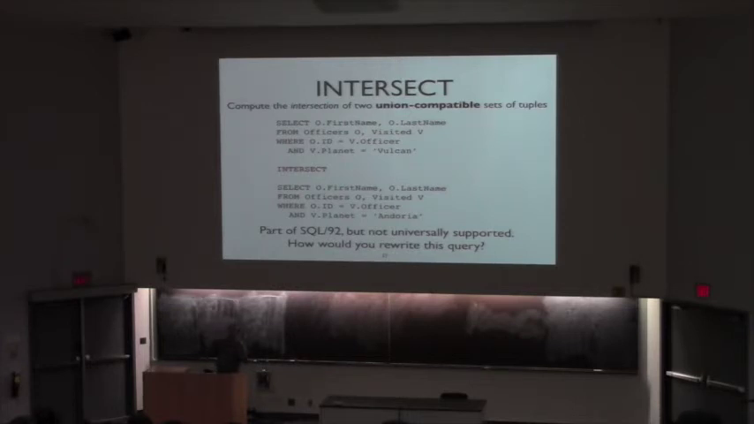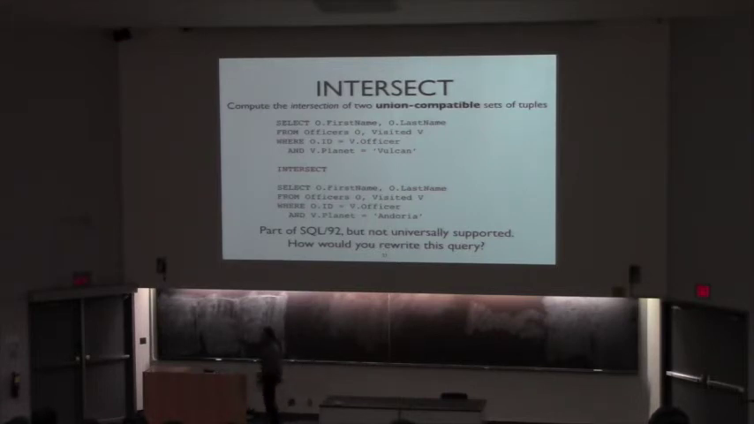Could you speak up a little bit? I'm having trouble hearing you. You can use two instances of each table, where over.n is equal to v.officer, over.n is equal to v1.officer, over.n is equal to over.id, and v.n is equal to person, and v1.n is equal to officer.